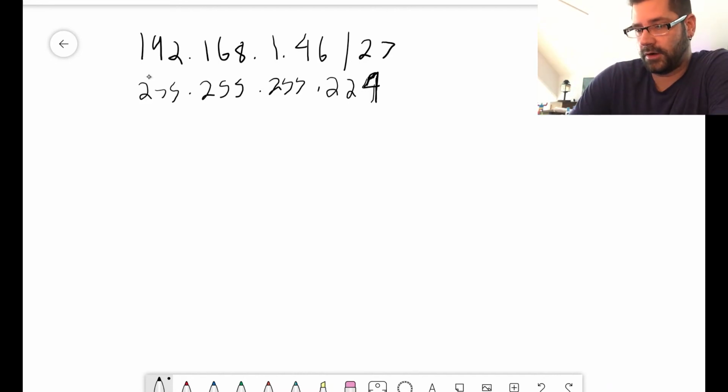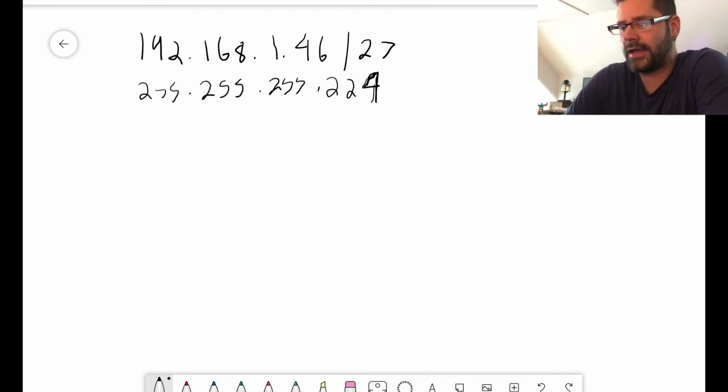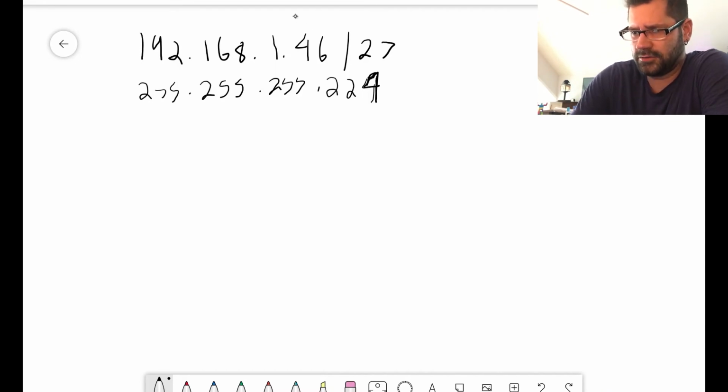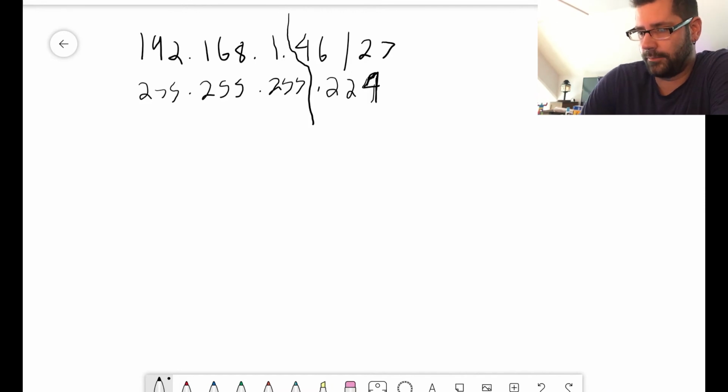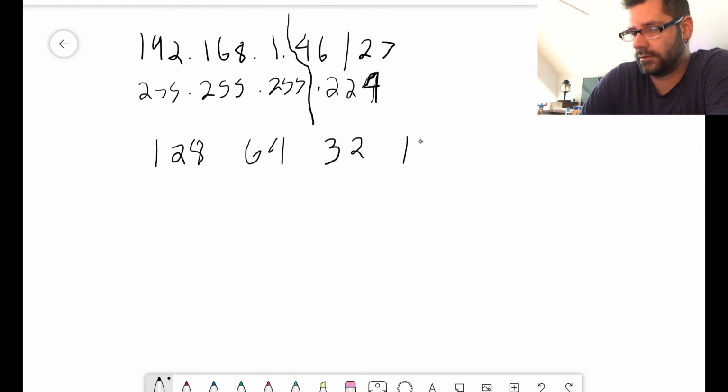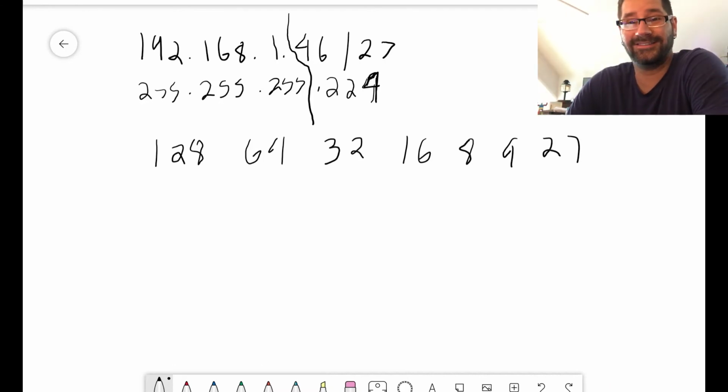For starters, we need to convert this whole thing down to binary. I think you just have to worry about where your deviation is, so we see this 224 and this 46 here. But I'm going to go ahead and do the whole thing. So I'm going to make my chart: 128, 64, 32, 16, 8, 4, 2, 1. How many of you are sick of me saying that by now?